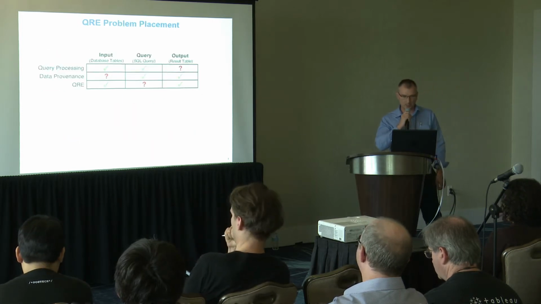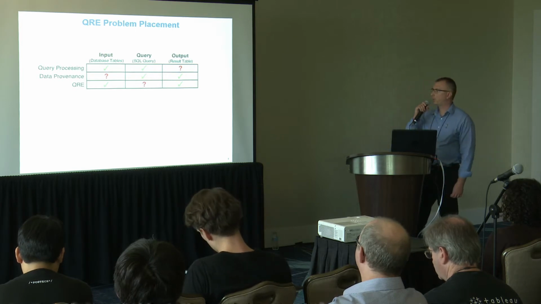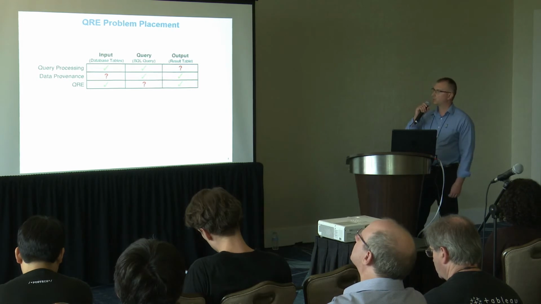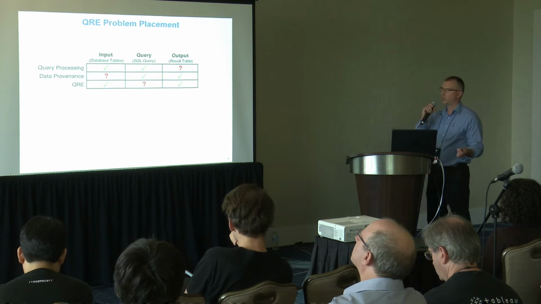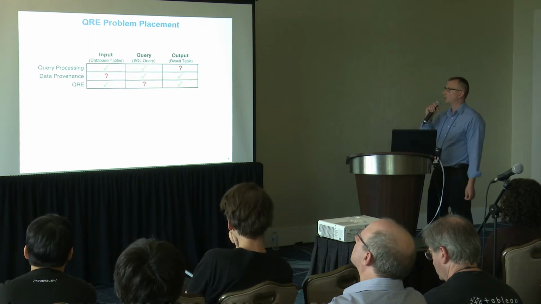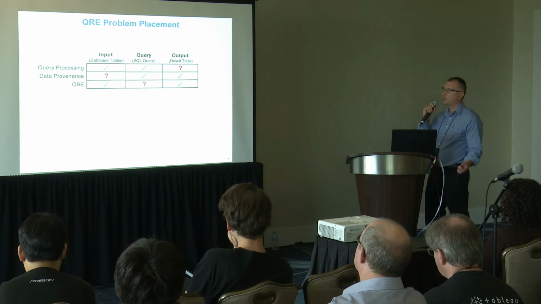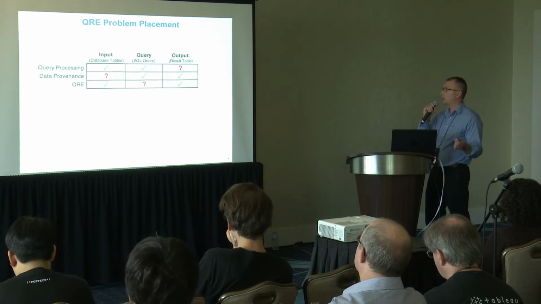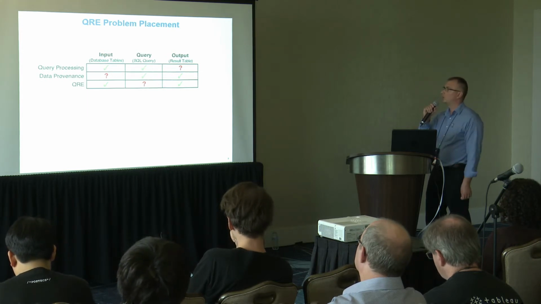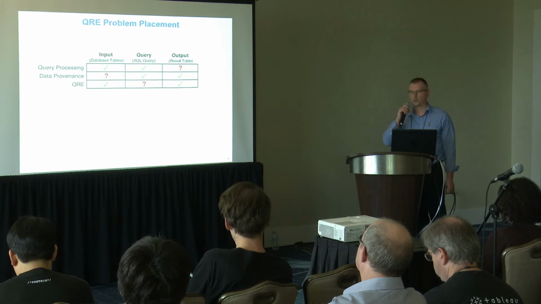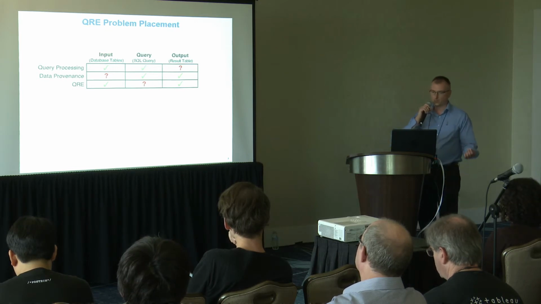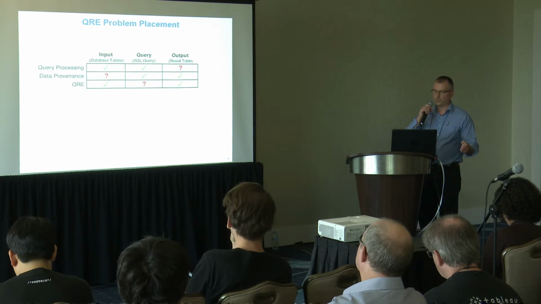To place the QRE problem in the context of other important database problems, such as query processing and data provenance, let's look at what is known and what is not known. For query processing, obviously we know the input and we know the query, but we don't know the output. For data provenance, we know the output and we know the query, but we don't know the input. For query reverse engineering, we know the input and we know the output, and we need to figure out the query.